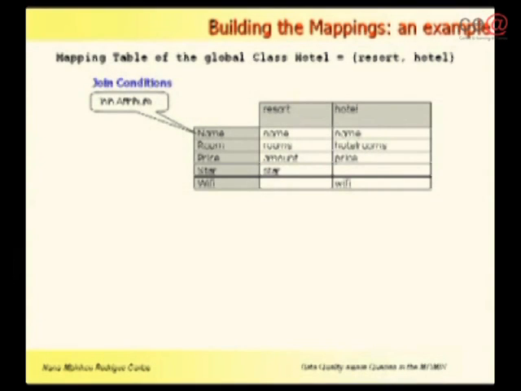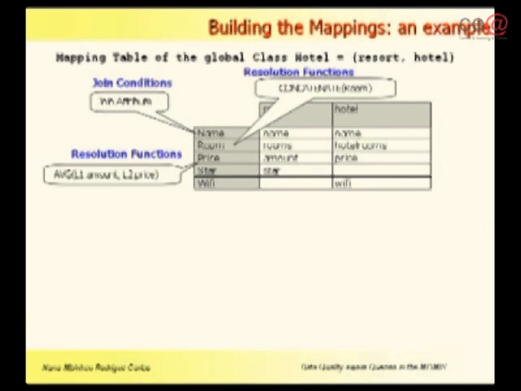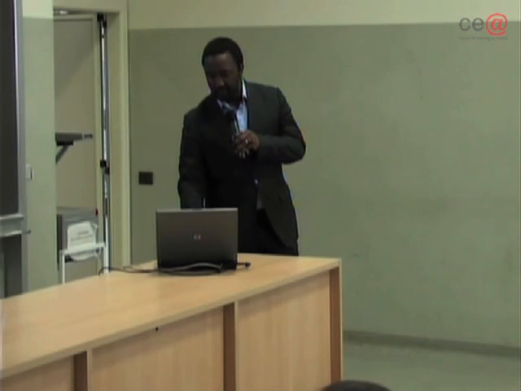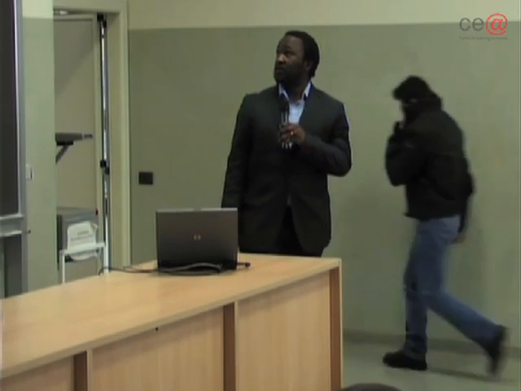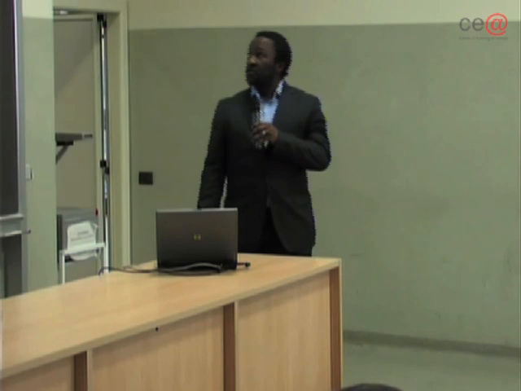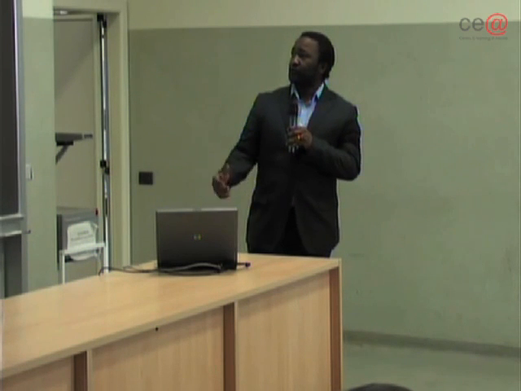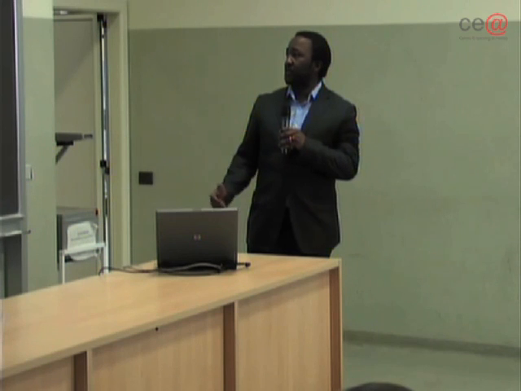To perform the full join match, we need to specify a join condition and a resolution function, and we show an expression of the full join match we use. In this case, we show an example of how to perform the integration of two local sources to obtain a global class hotel.